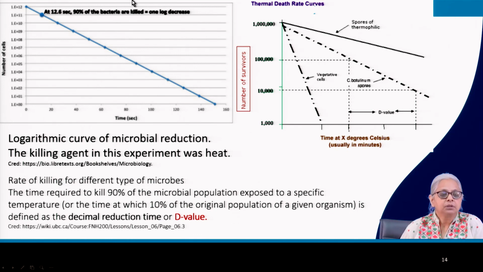Okay, so in the other graph that you see over here, a 1 log decrease or 1 log reduction in the bacterial count was obtained in 12.6 seconds. So this is our 1 log reduction. These kinds of logarithmic curves can be obtained, and they are generally done in the lab. You subject the sample to different temperatures and measure the concentration of the surviving bacteria. So that is our decimal reduction time, which I've already mentioned.